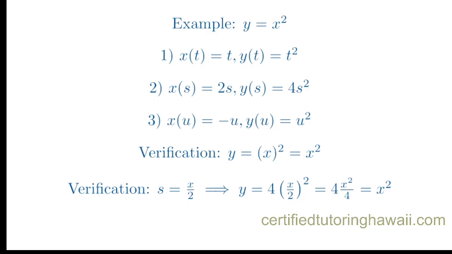Again, the same parabola. For the third set, if x equals negative u, then u equals negative x. Substituting, y equals (negative x) squared, which is also just y equals x squared. You see, all three give us the same geometric shape. However, they describe different motions on that shape.